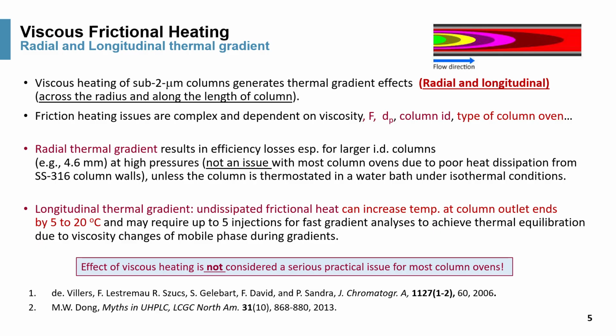For viscous friction heating, there are 2 types of thermal gradient caused by high pressure and reasonably high flow rate. One is the radial direction across the radius. The other one is along the length of the column. Radial thermal gradients result in efficiency loss due to extra column band broadening, shown here in this diagram, where the middle of the flow is hotter and less viscous, leading to a parabolic flow profile.